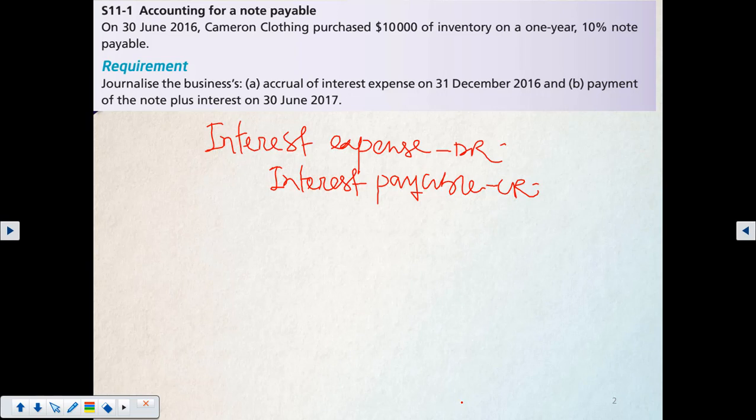How much is the amount? It is going to be 500. Very good. It's going to be $10,000 into 10%, but basically only for 6 months. Now give the second journal entry, that is payment of the note plus interest on June 30, 2017. That means we are paying the notes on that day.